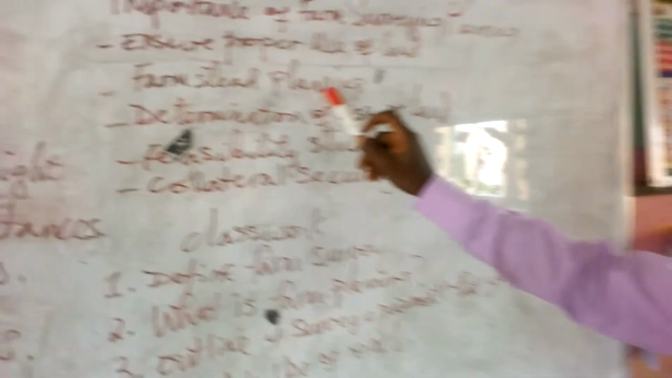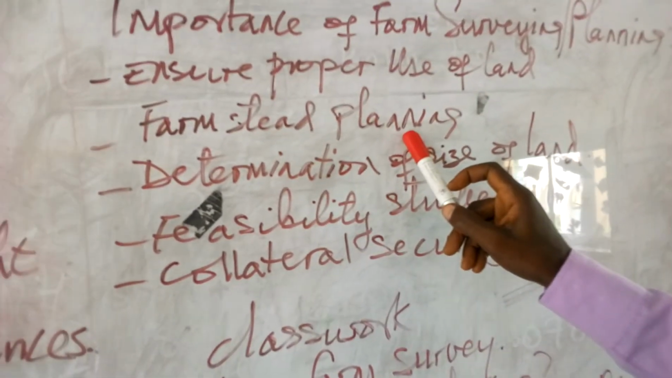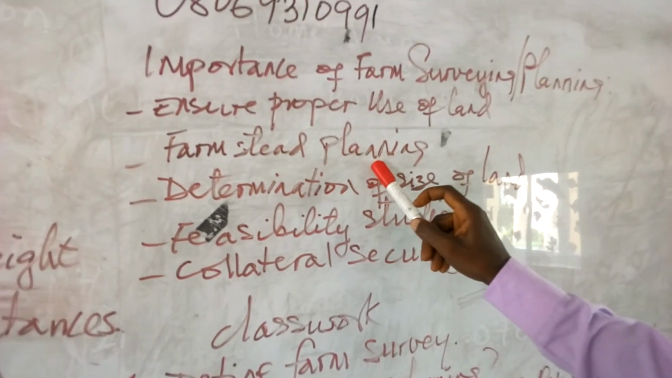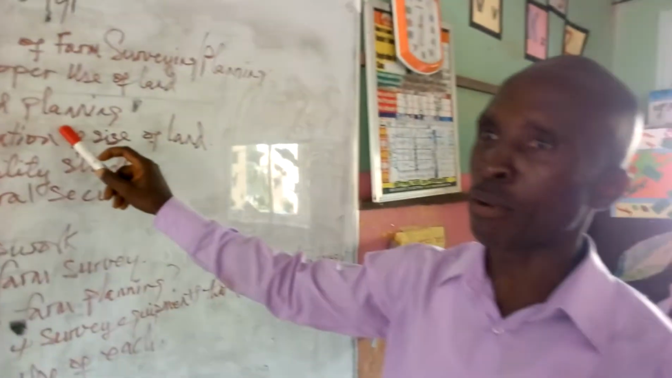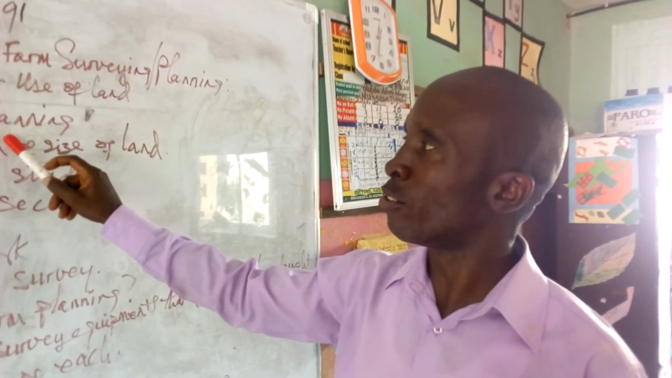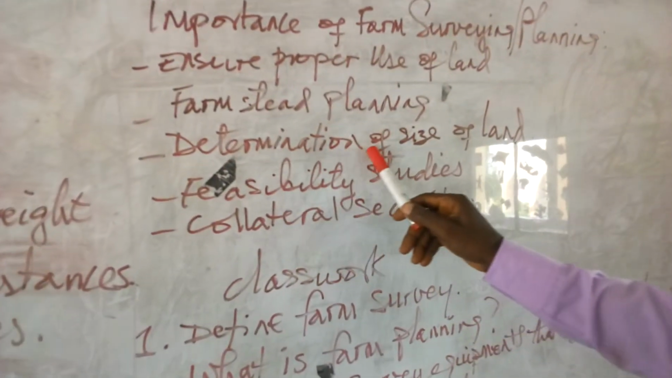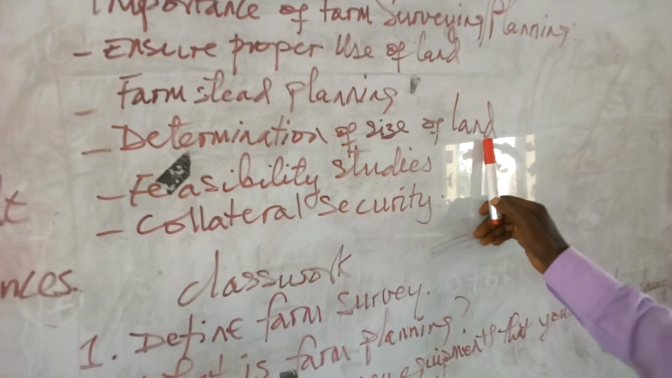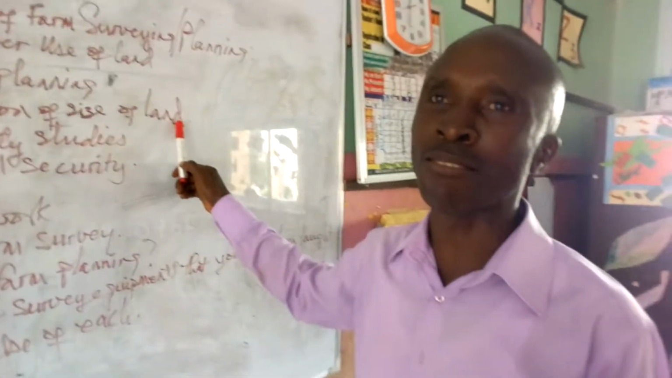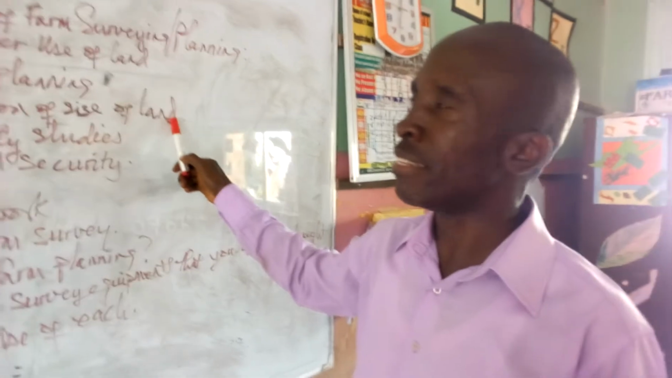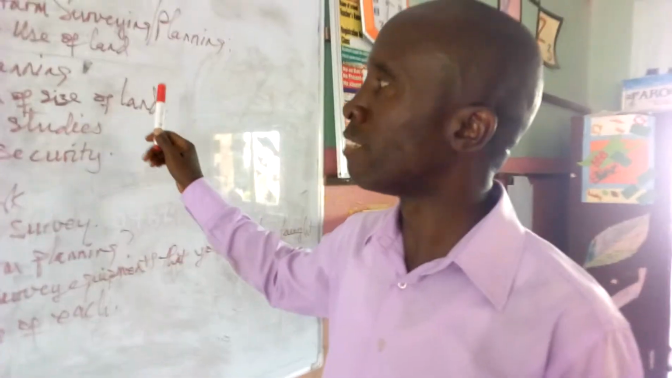Number two is farmstead planning. After farm surveying and planning, you are able to allocate different pieces of the land for different purposes, either crops or animals, and even where the farmer's house should be. That is farmstead planning. Farm surveying and planning will also help you to determine the size of the land. If you ask many farmers, what is the size of your land? They don't know. So they need to know how many hectares the farm has occupied.